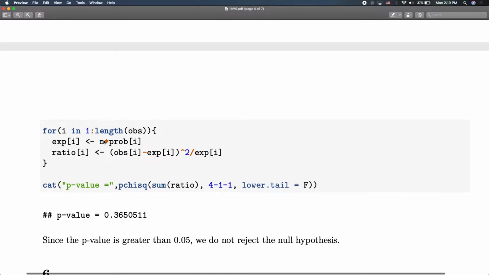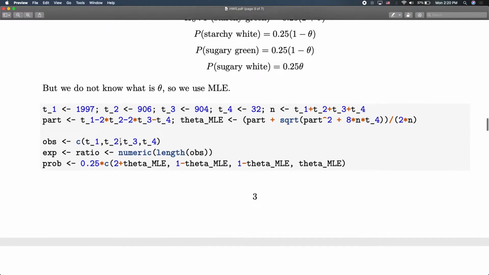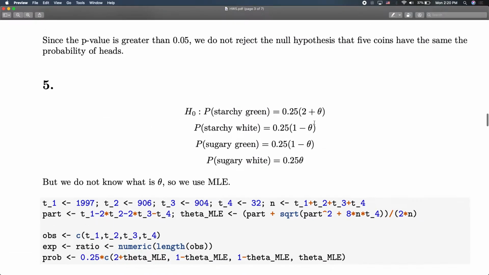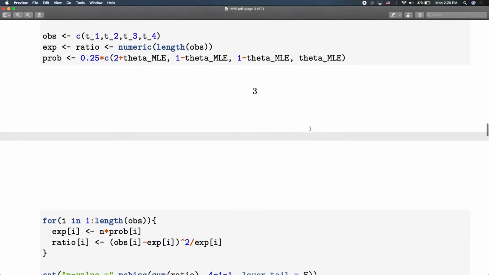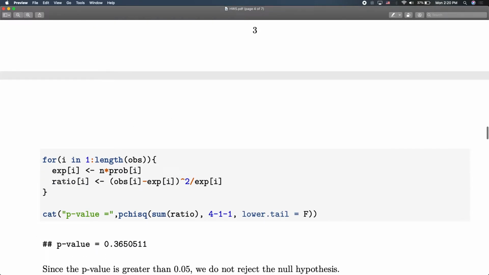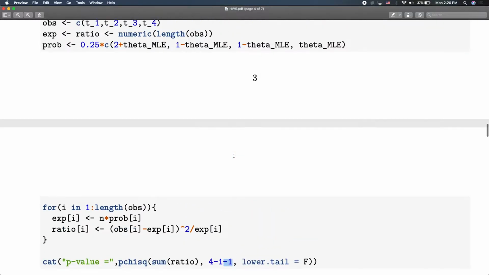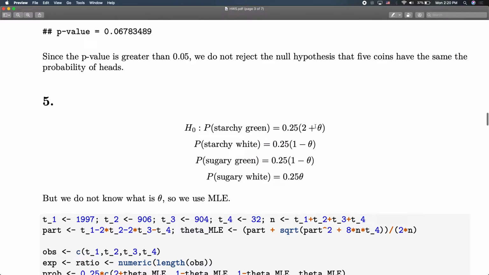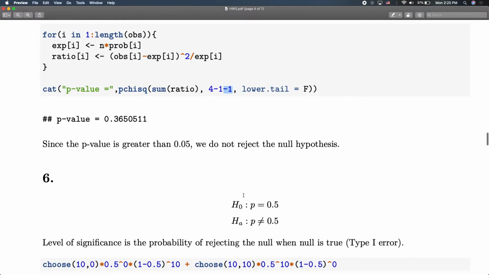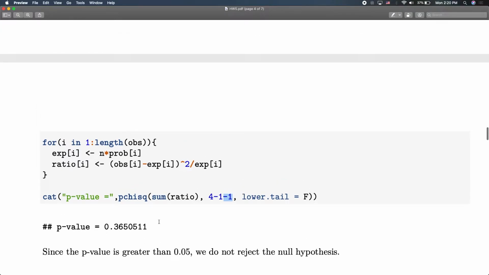And then in the for loop, our expected value is the one multiplied by the probability that we just calculated, where the probability is that the theta is replaced by the MLE. We have that, calculate the ratio for each of the outcomes. And the same procedure here, degree of freedom 4 minus 1, and then a minus 1 because we use the MLE to estimate this theta. P-value for that, we do not reject the null.